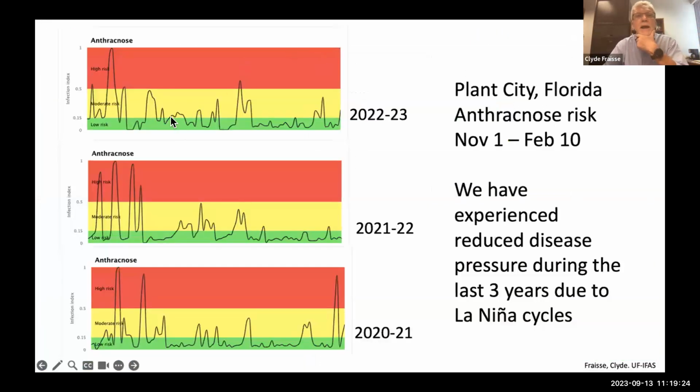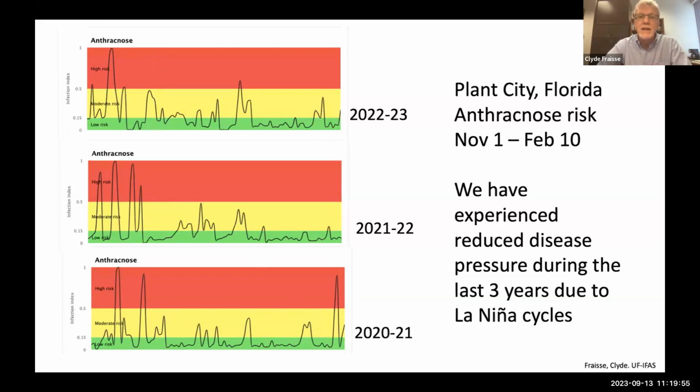One thing that I like is that you can plot the risk level for different years using the tool, so we keep the history. And if you see here, what's the strawberry season here in Florida? It's from November through February, March. And if you look at the last 3 years, we have had very low risk, in this case of anthracnose. And why is that?